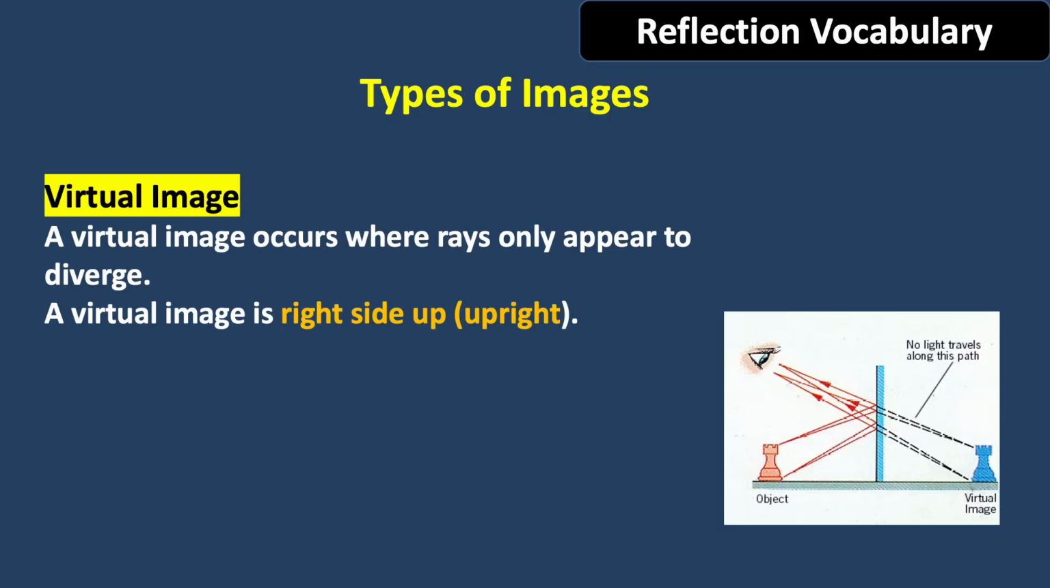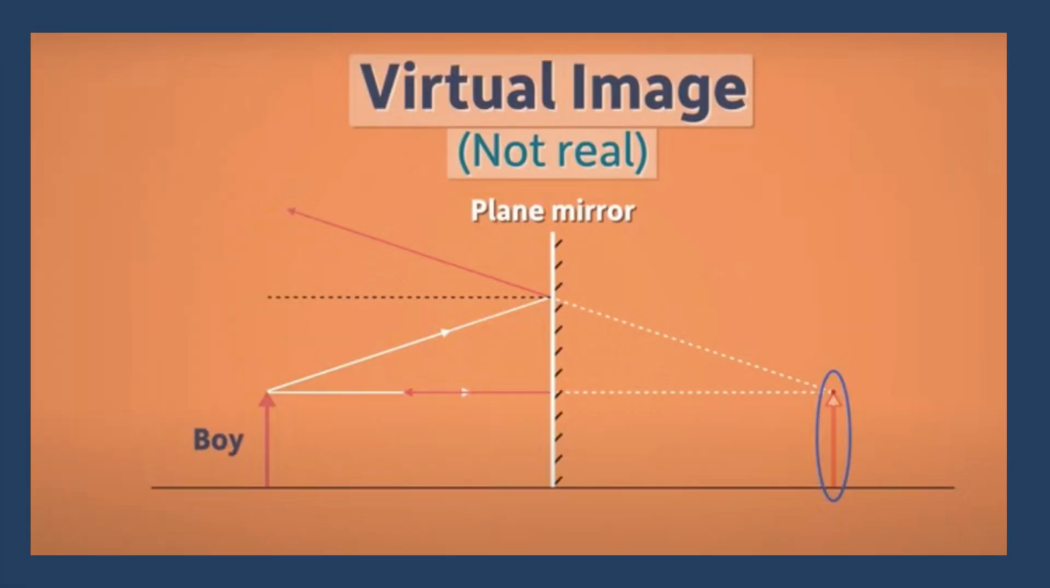A virtual image occurs where the reflected light rays only appear to diverge or spread out from a point behind the mirror, because the rays only appear to come from the image location and don't actually meet there. You cannot capture a virtual image on a screen. Critically, a virtual image is always upright and right side up, and this is the type of image produced by all plane mirrors.